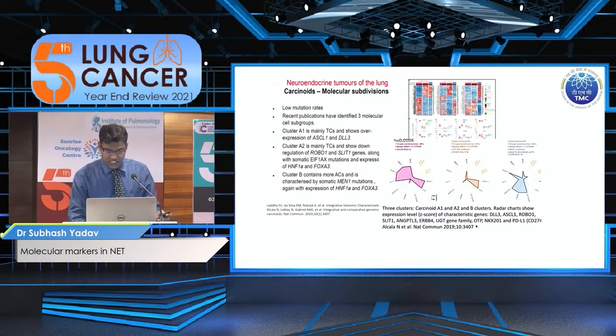So these are the 3 clusters, and as we see, they differ in their molecular signatures and also in their survival. Cluster 1 has an overall 10-year survival of 88%, cluster 2 has 83%, and cluster 3, which has MEN1 or HNF or FOXA3, has a survival of 60%.